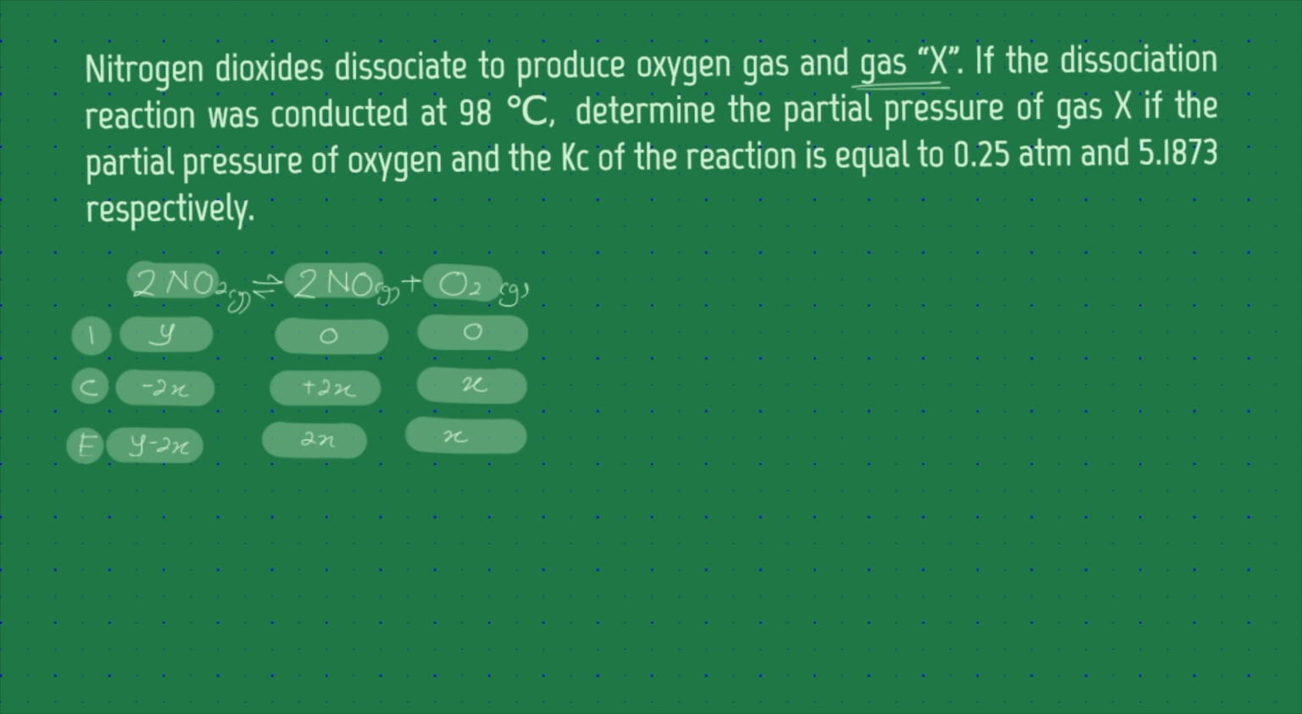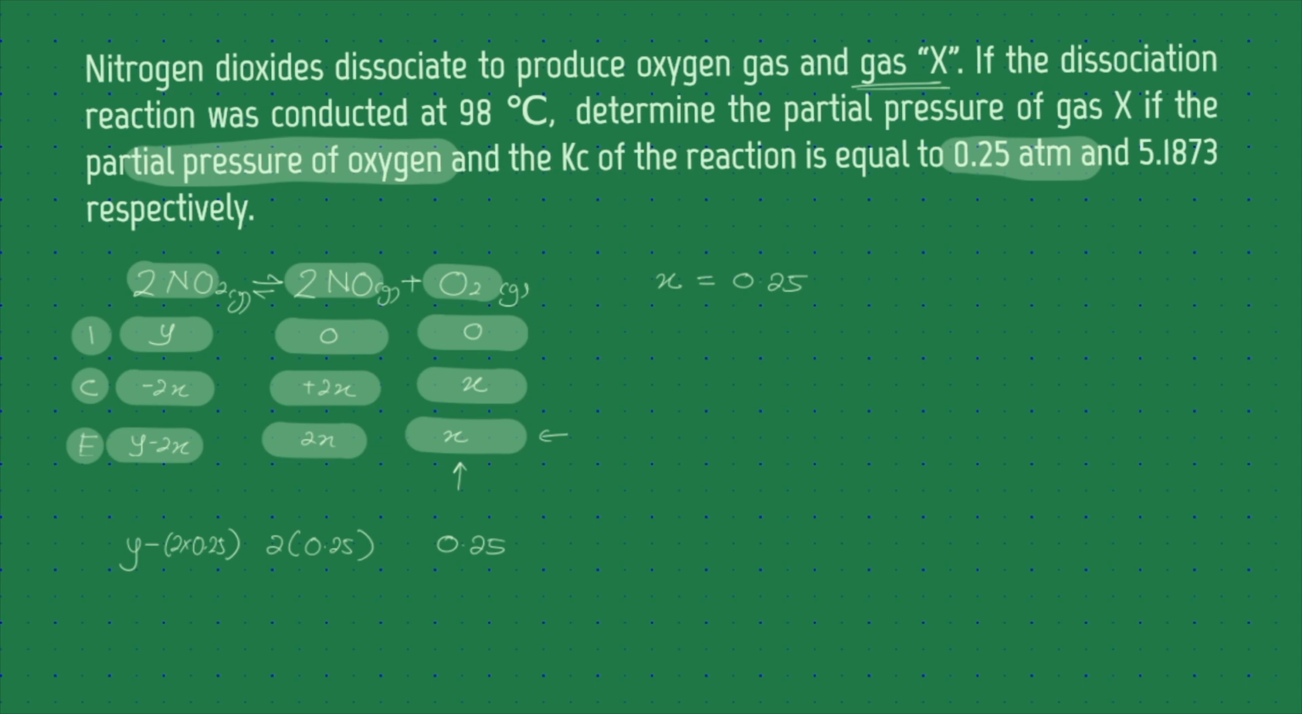If you look at the question, it states here that the partial pressure of oxygen is equivalent to 0.25 atm. The only place that we can find the oxygen is at equilibrium. Therefore we can say that your x is equivalent to 0.25. So we need to substitute all the x's with 0.25. Here is 0.25. Here is going to be 2 times 0.25, and here y minus 2 times 0.25.